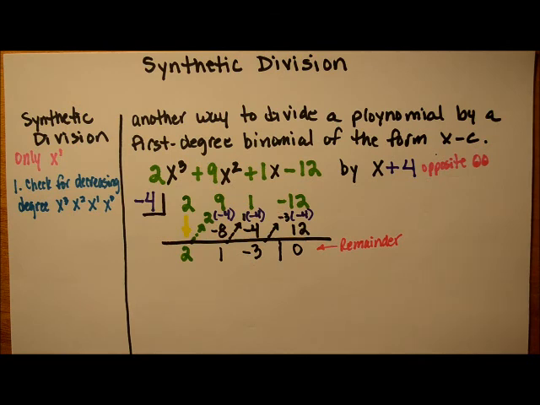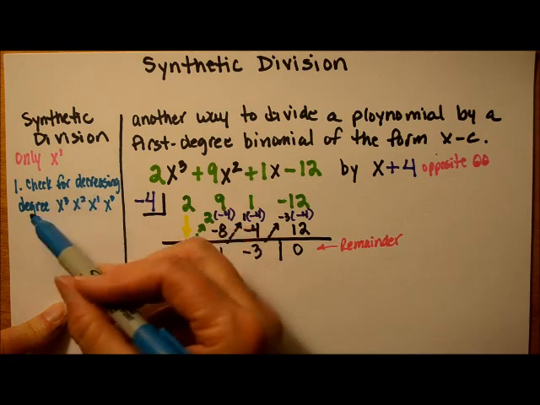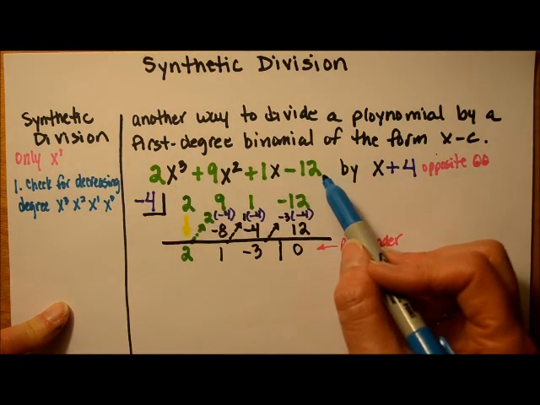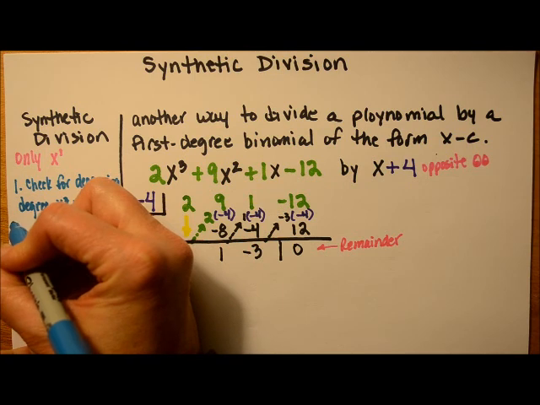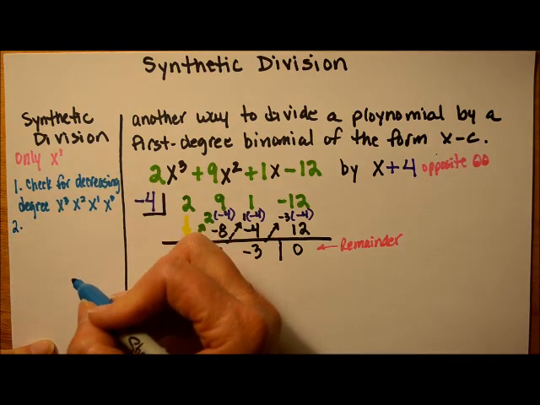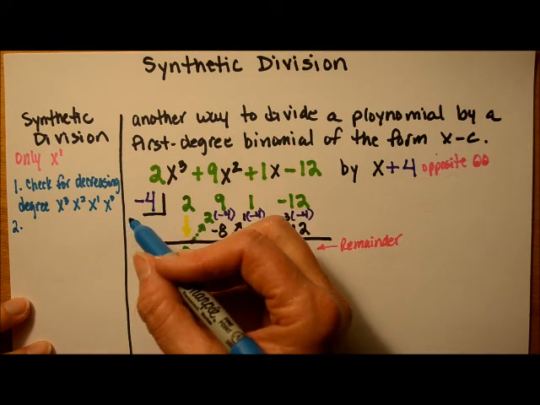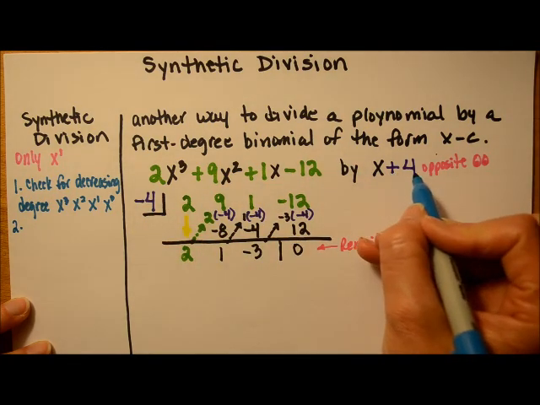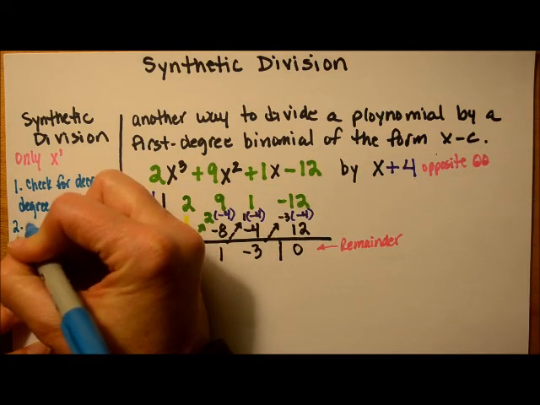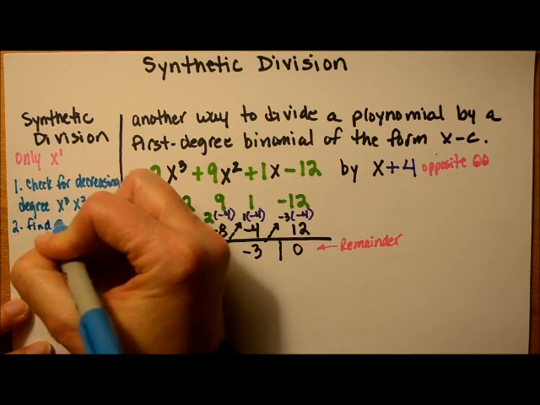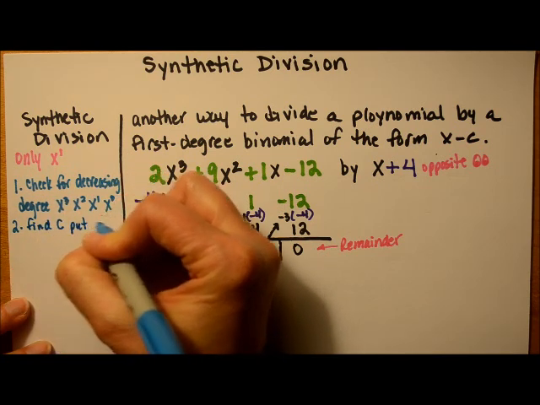Hey, I didn't fill in my steps. Let's fill in some steps that we've done so far. So first we checked for decreasing degree and we had it, right? The second thing we did was we found our C. I'm just going to write find C and put it in a box.